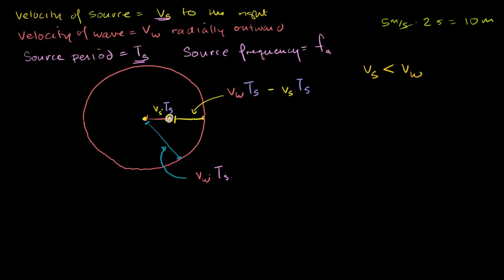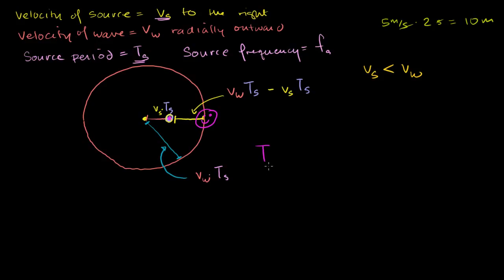So let me ask you a question. If you're the observer, sitting right over there, and you've just had that first crest pass you by at that exact moment, how long are you going to have to wait for the next crest? How long until the one that he's emitting right now is going to pass you by? Well, it's going to have to cover that distance. Let me write this down. So the question I'm asking is, what is the period from the point of view of this observer, right in the direction of the movement of the source?